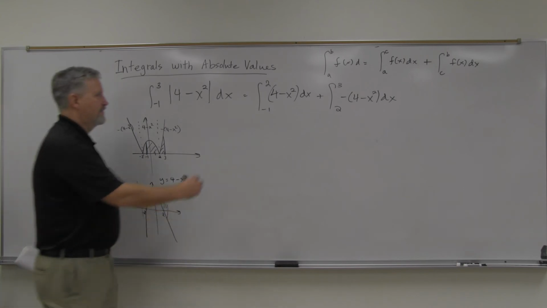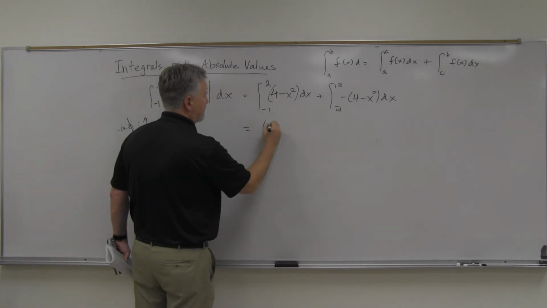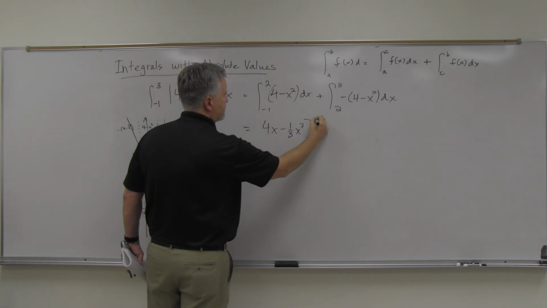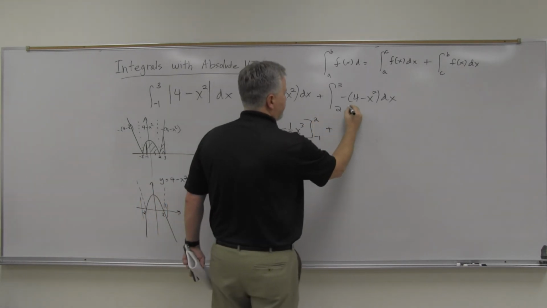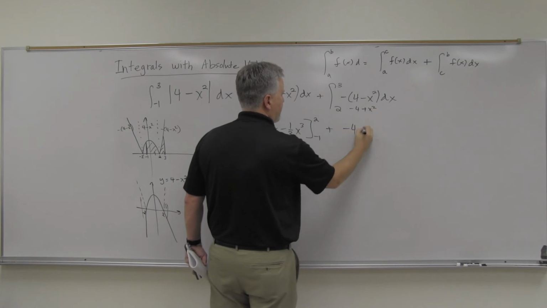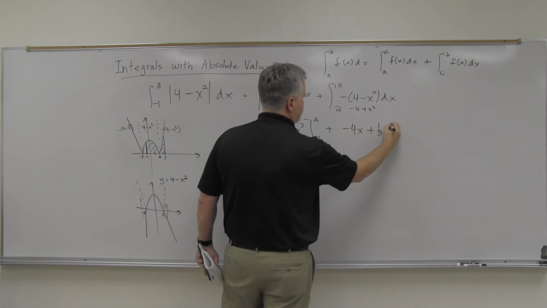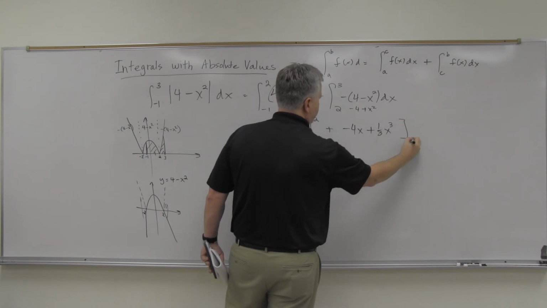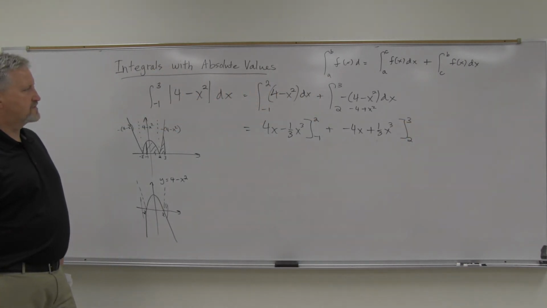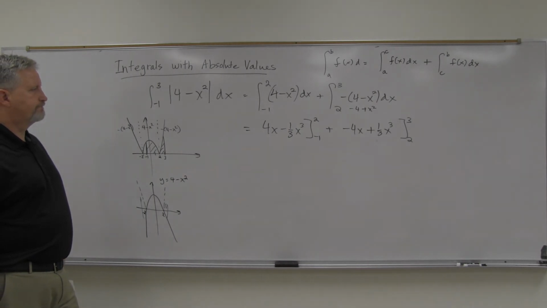All right, so now we just do our antiderivative. That'd be 4x minus 1/3 x cubed for the antiderivative. Over here, that's negative 4 plus x squared, so the antiderivative would be negative 4x plus 1/3 x cubed, which is just the opposite. We're going to do those for those limits, 3 upper limit, 2 lower.